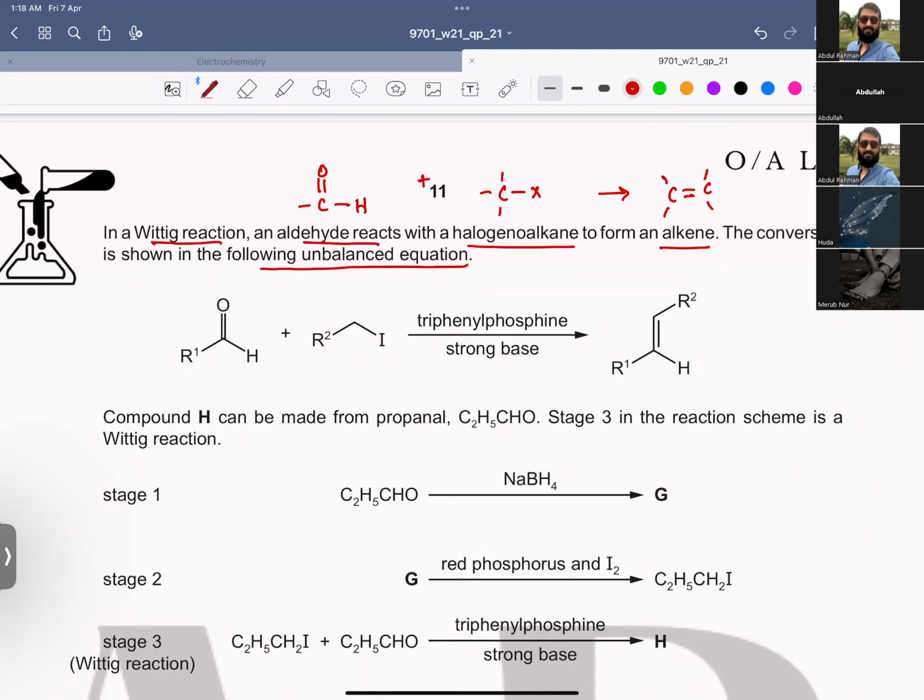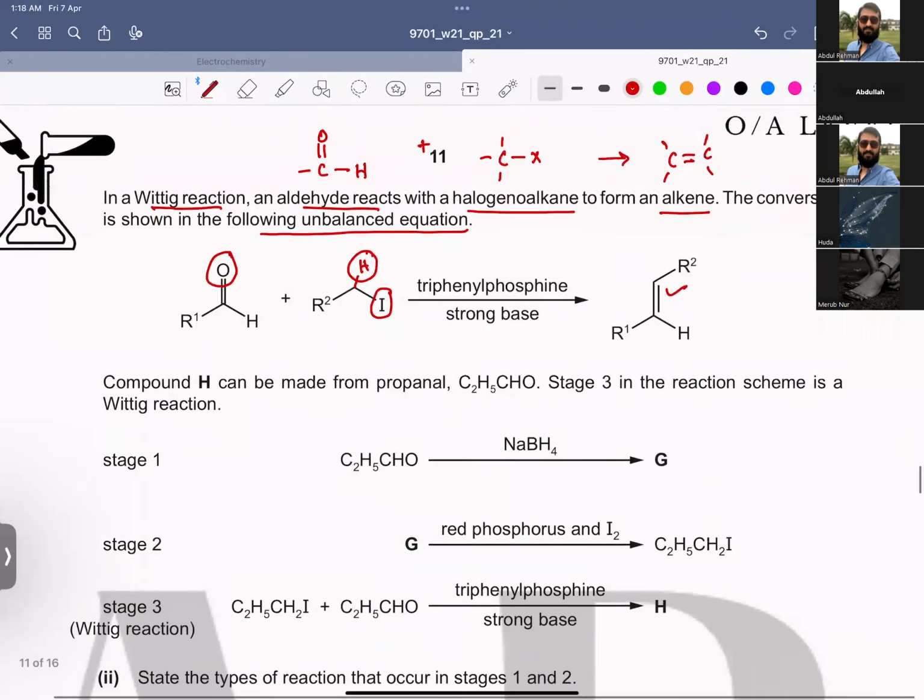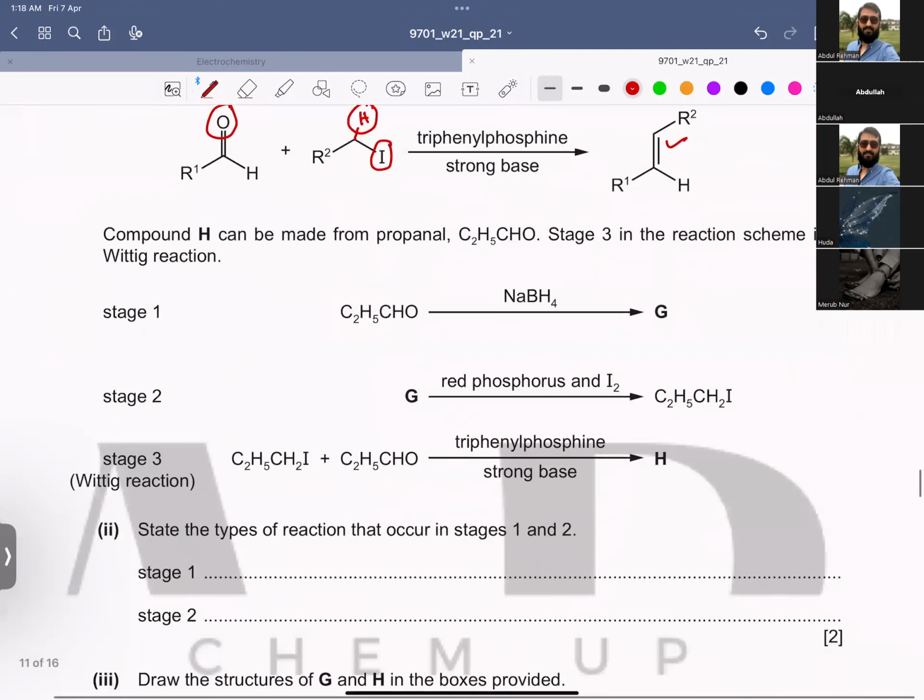Okay, here I have an unbalanced equation. So if you look at this equation, what is happening over here? That I is being removed over here, O is being removed over here, and one H is also being removed over here. That's why we are getting a carbon-carbon double bond. Okay. Further, what they are telling us about compound H, that compound H can be made from propanol.